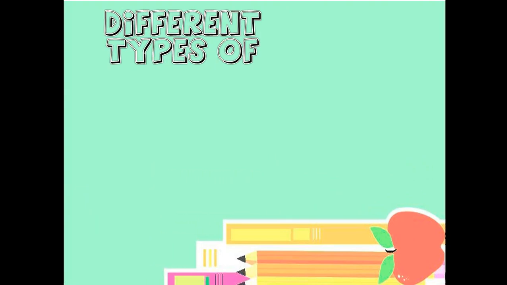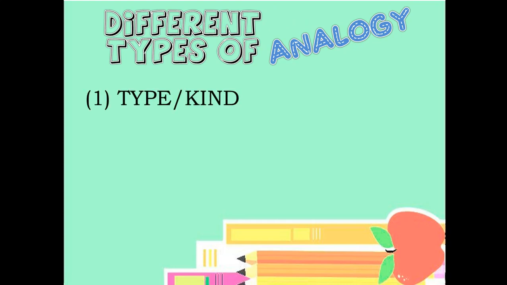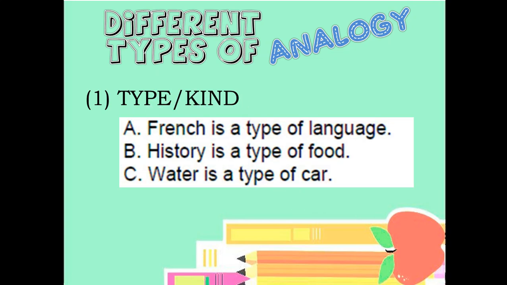Now, these are the different types of analogy that we can use in order to identify it properly based on their characteristics or relationship. The first one would be type or kind. Now, we have here 3 sentences. Identify which of the following corresponds to our type of analogy.